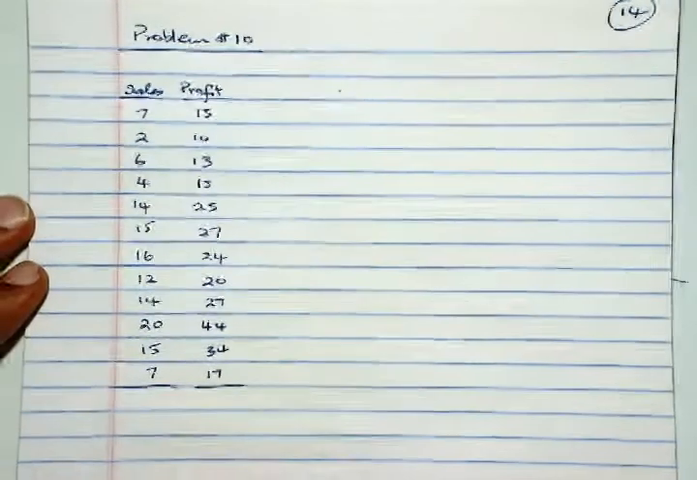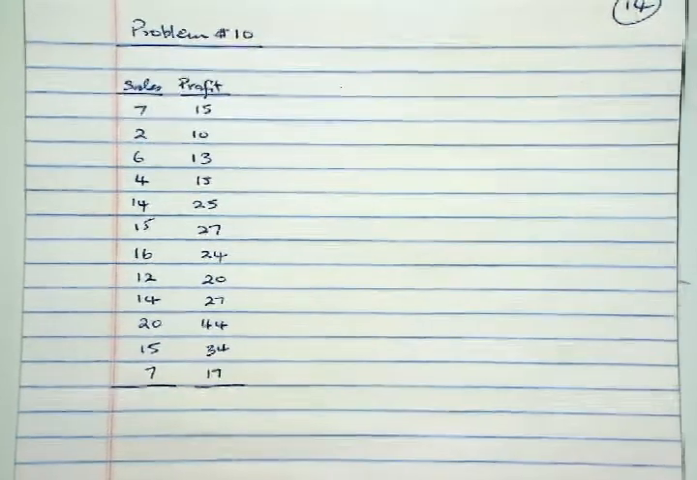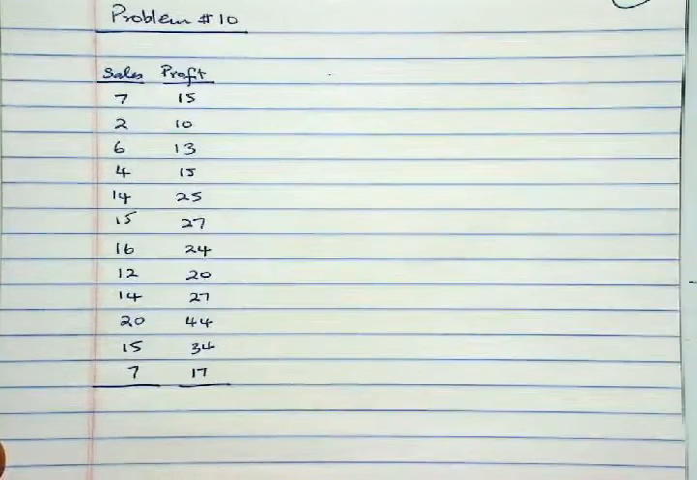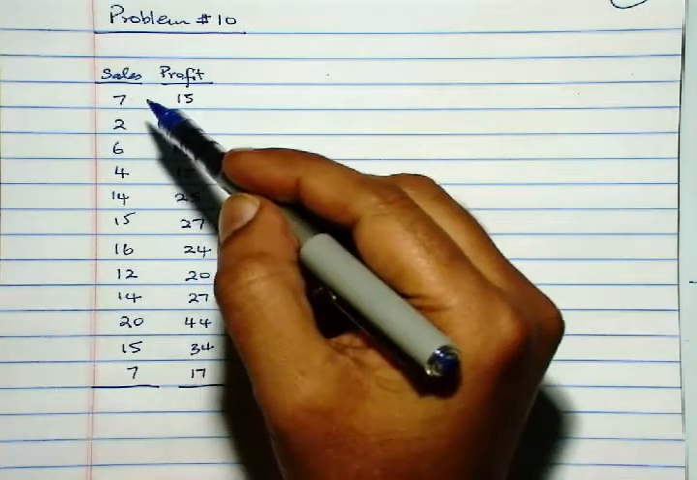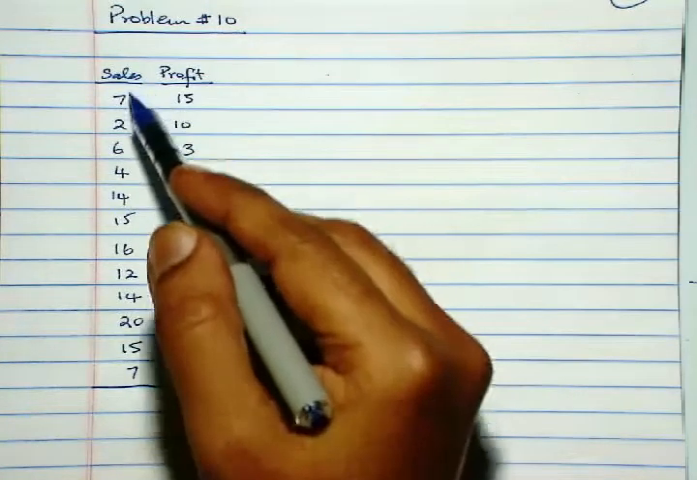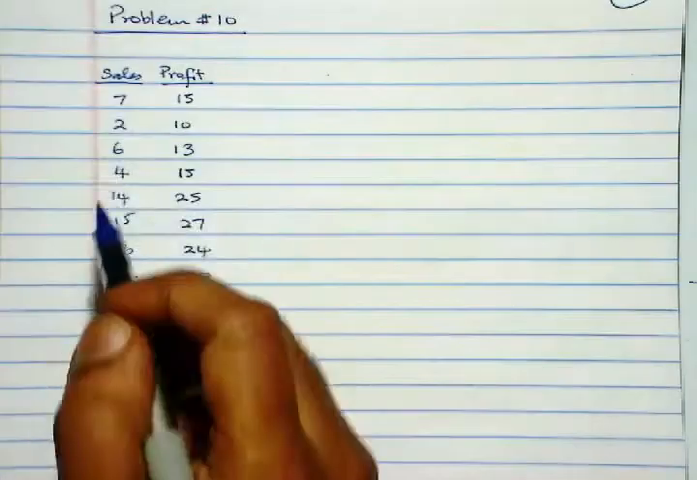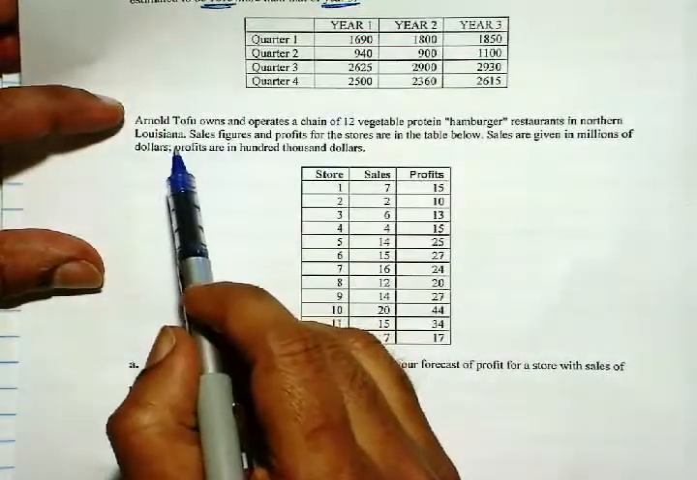Okay, next is problem number 10. In this problem, we're going to look at associative model. We want to forecast, and we have data from 12 stores. Sales is given, profit is given. Now we have to figure out which one of these two is X and which one is Y. And for that, we need to carefully read the problem.